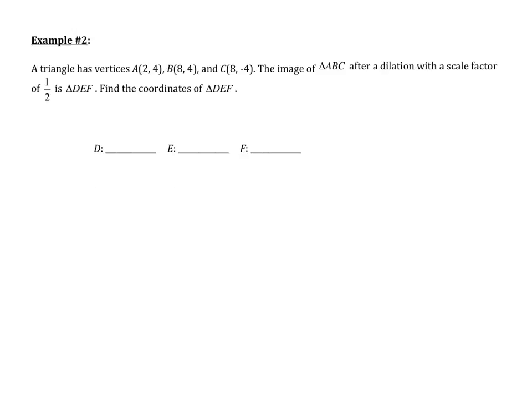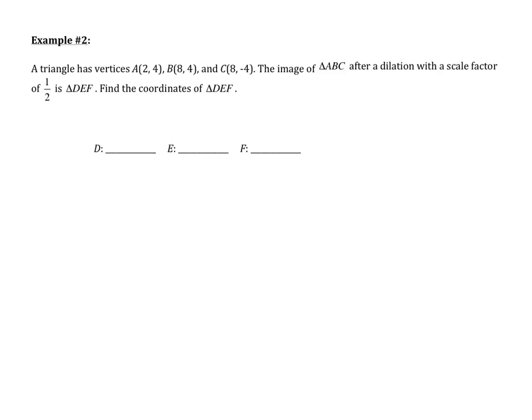Here's another example. A triangle has vertices A(2, 4), B(8, 4), and C(8, -4). The image of triangle ABC after a dilation of scale factor 1/2 is triangle DEF. Find the coordinates of DEF. So just like the last problem, we're just going to take each of the ordered pairs and multiply each number times 1/2. So A, which is at (2, 4), I'm basically just taking each number, I'm going to take half of it.